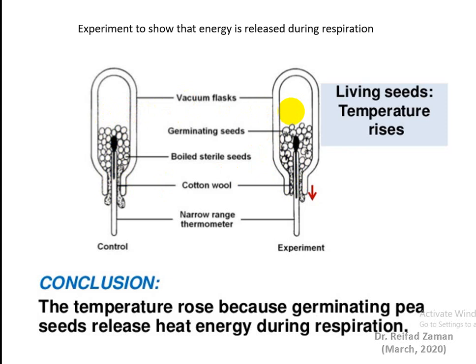Now 30 minutes later, what we will see, if the experiment has been done correctly, is that the thermometer that was placed in living seeds will show a greater temperature than the thermometer placed in boiled seeds or dead seeds. Why? Because the living seeds were performing respiration and they were producing energy. This energy increased the temperature inside the vacuum flask, and this temperature was recorded by the thermometer.